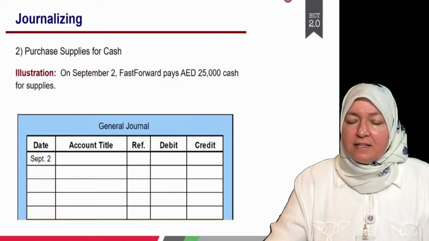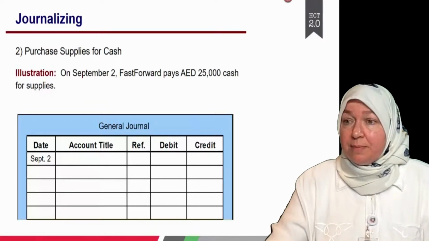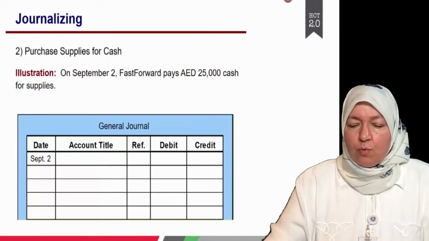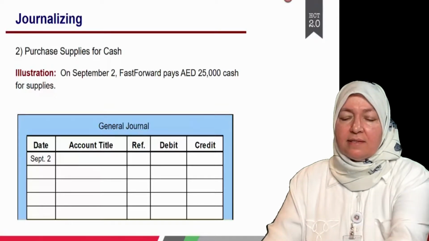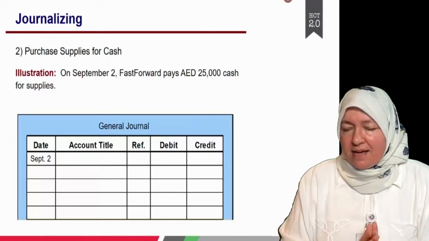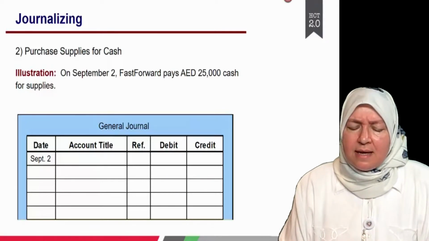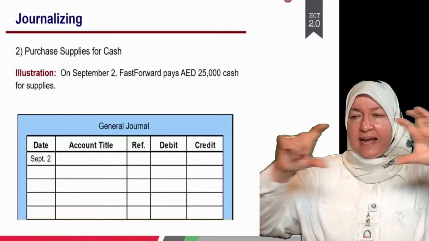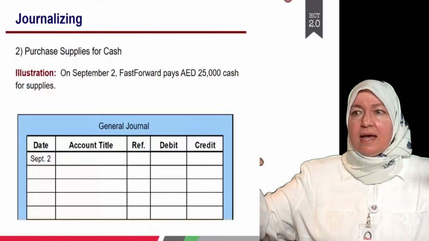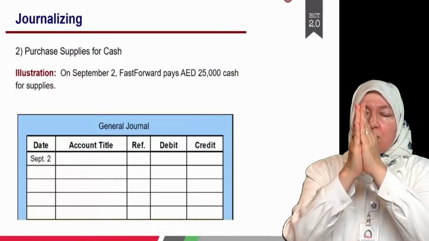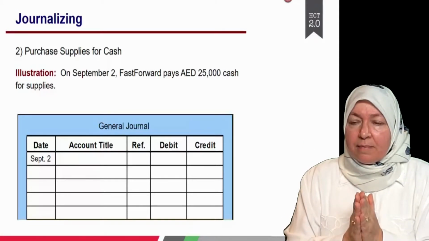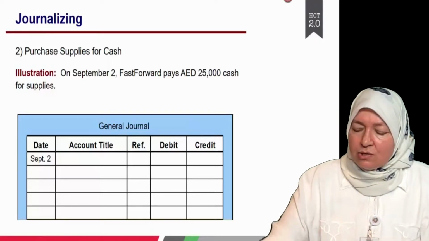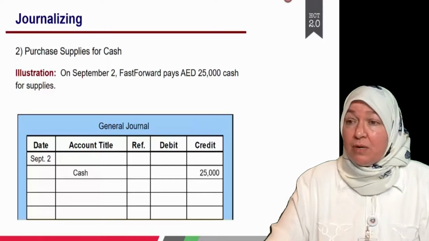On September 2nd, fast forward pays 25,000 cash for supplies. We put September 2nd in date, and we have here he pays 25,000 cash for supplies. I will start with the cash. Cash, always try to start it first because it's easier to understand. So we have cash. Cash is an asset as type of account, and its normal balance is debit. And it's paying, so it's decreasing, so it's opposite its normal balance. So I'll put it in the credit side, so cash credit by 25,000.